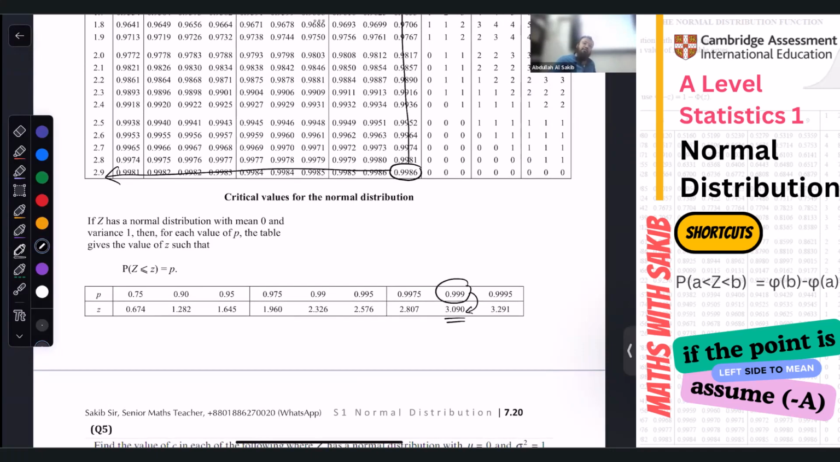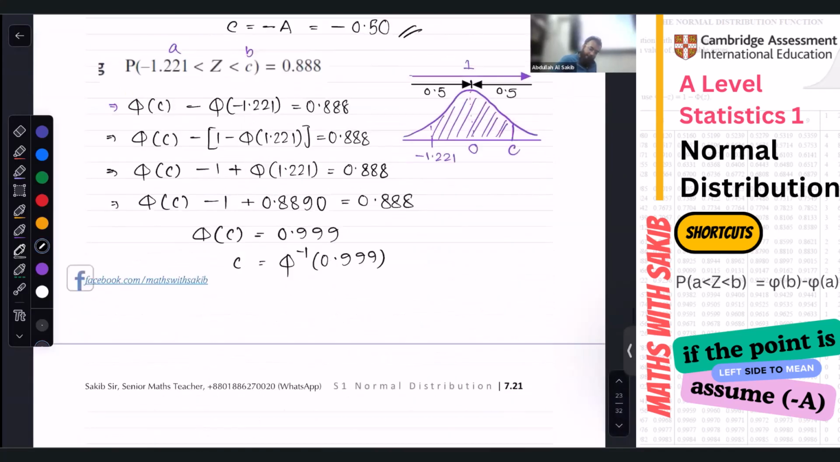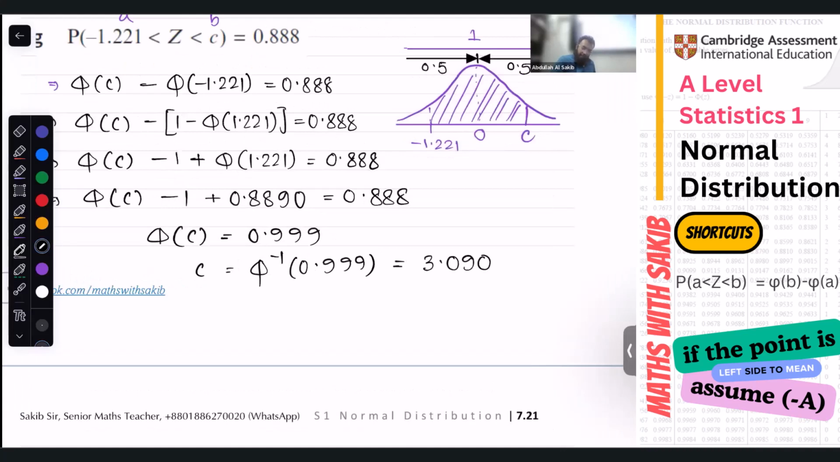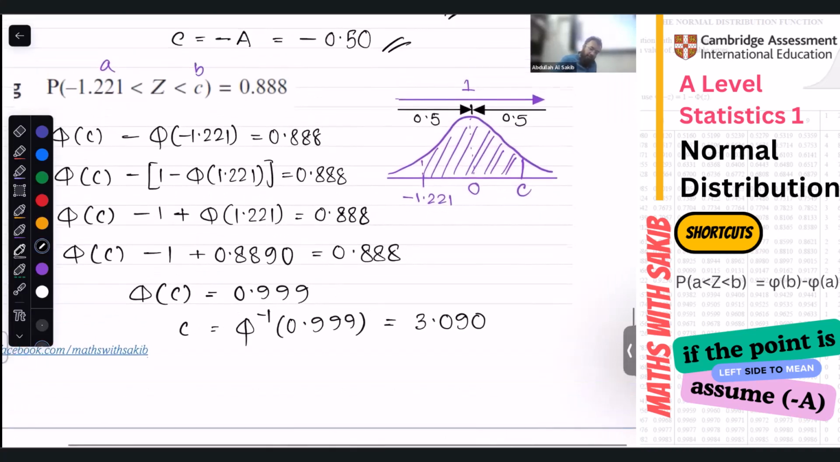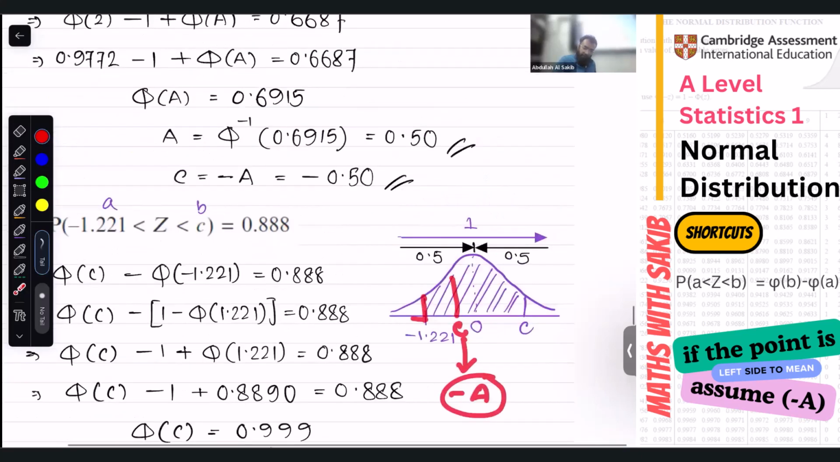Yes, well. Can you respond to that question? Here, if in place of 0.888 it is 0.288 something, 0.288. Okay. Yes. So it will be from minus 1.221 to this C. Then I have to consider minus A. Yes. Clear? Okay, done. So you have asked a very good question.